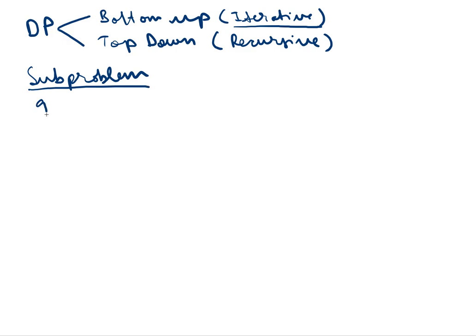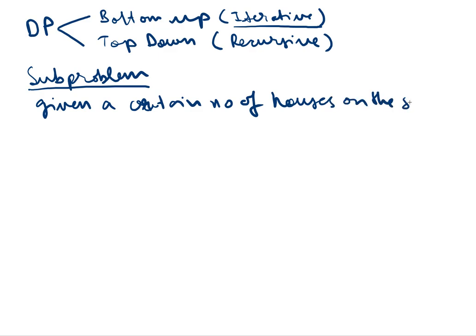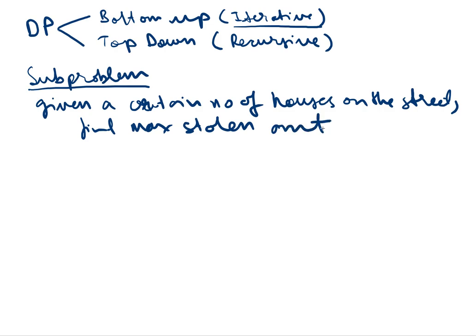So let me write down this subproblem here. Given a certain number of houses on the street, find the max stolen amount. Now with this subproblem idea in mind, let us look at what it means.